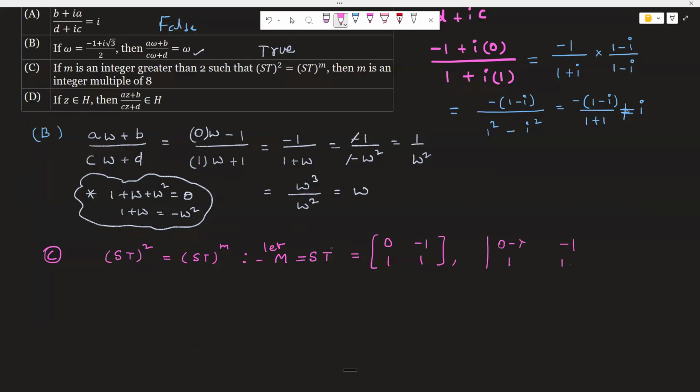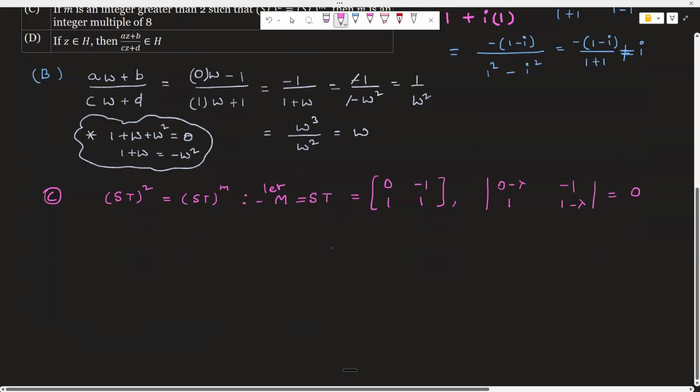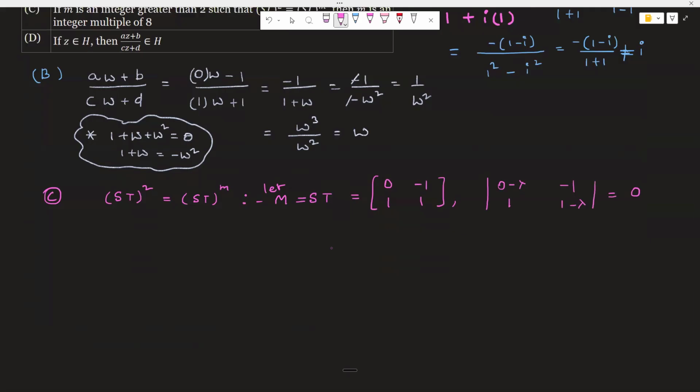So principal diagonal element minus lambda, and we will calculate the det value, and it must be 0. Okay, for any square matrix, it is true. So let's calculate the det of this matrix.